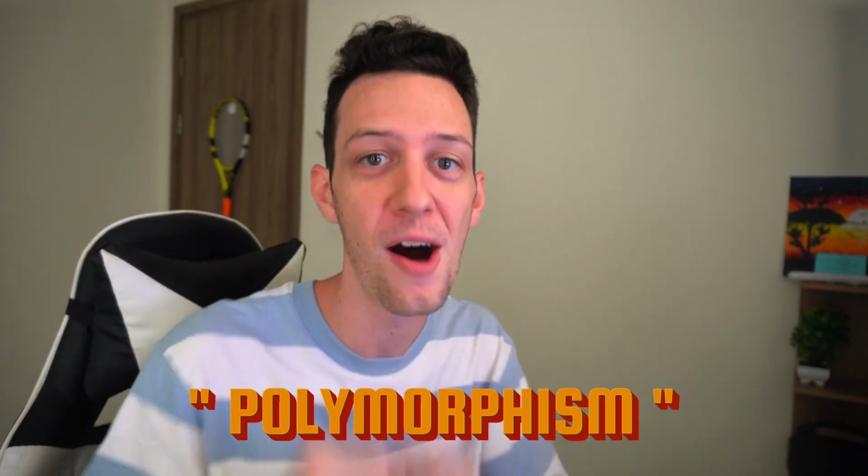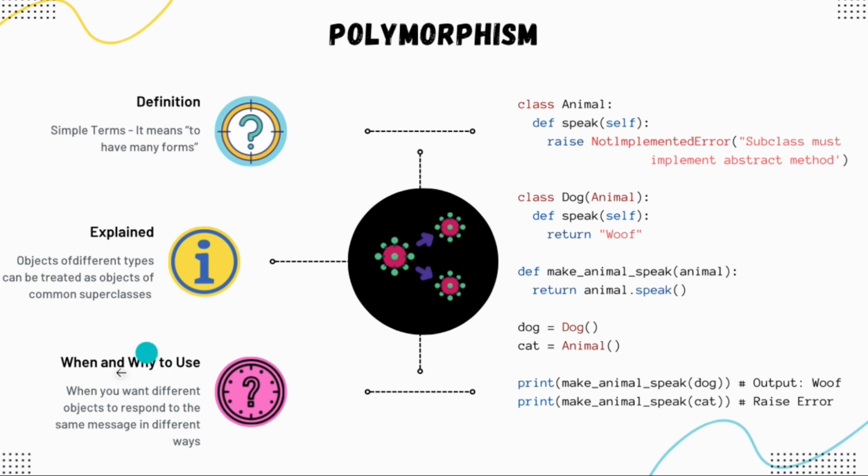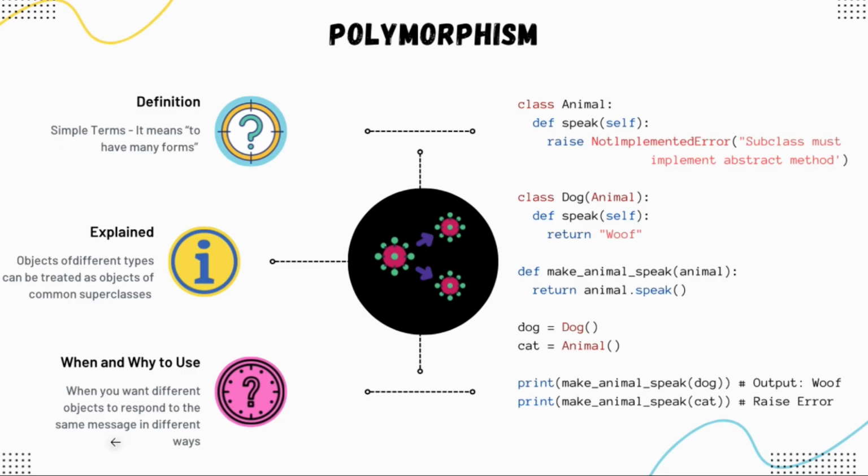Now, our third pillar, this is a fun one, it's that crazy word, polymorphism. In simple terms, it really means to have many forms. Really, objects of different data types can be treated as objects of a common parent class or superclass. And we use this when you want different objects to respond to the same call, the same message, in different ways. So for example, I have a parent class animal.